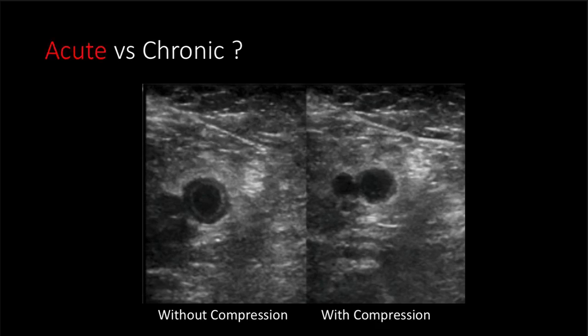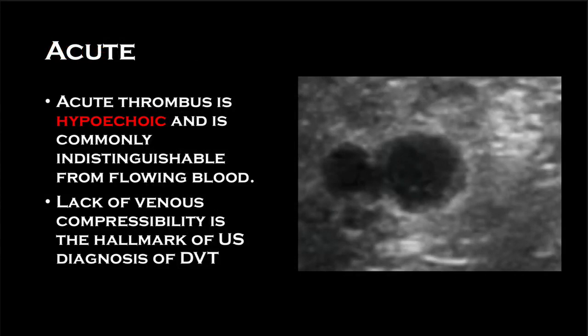Well, this is acute, and the way you can tell is that it's hypoechoic, almost indistinguishable from normal flowing blood. So this one has normal flowing blood in it. It's the artery. And this one has a clot in it. Well, you can't even see it because it's hypoechoic. The difference is a lack of venous compressibility. That's the hallmark of DVT. That's why you do the compression. But take-home point: acute clot, hypoechoic.